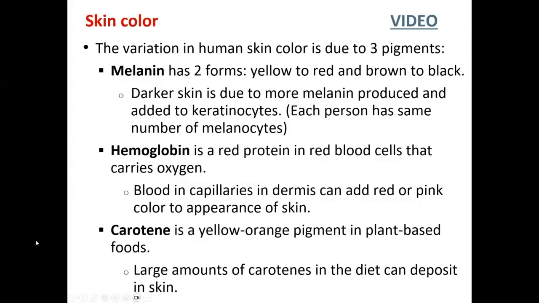And then carotene is a pigment that's not produced by your own body, by your own skin, but you can get it in certain foods that you eat. What kind of food do you think has carotene in it? Yeah, carrots. Right. I've heard and read that people who eat a lot of carrots, it'll affect the color of their skin, make their skin kind of orange. I don't know. Is that true? Anybody know?